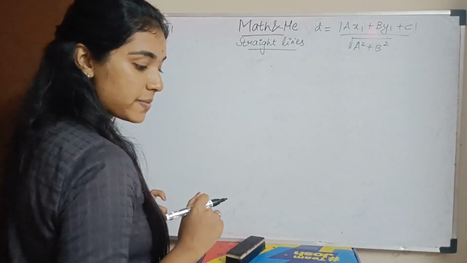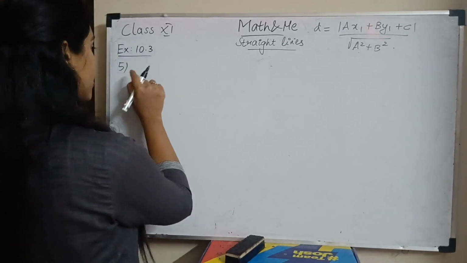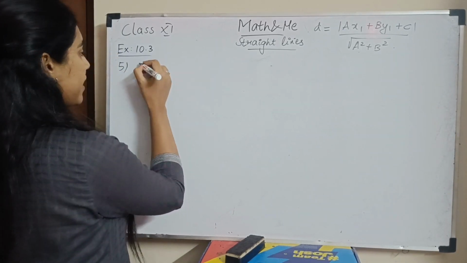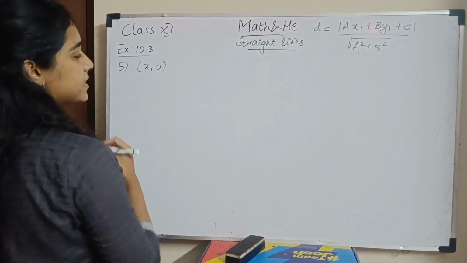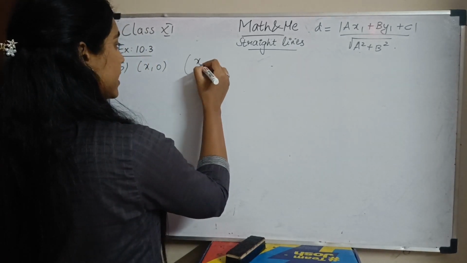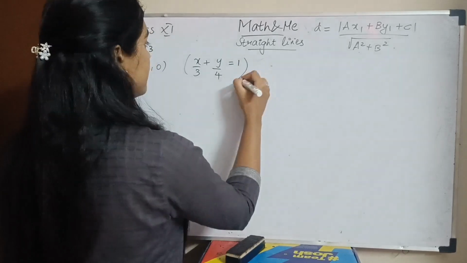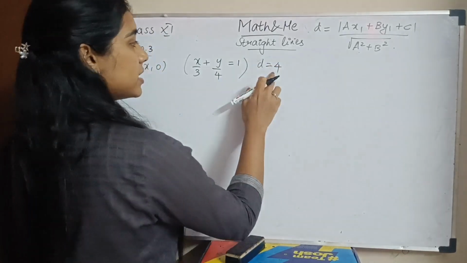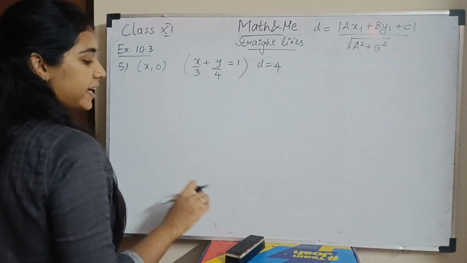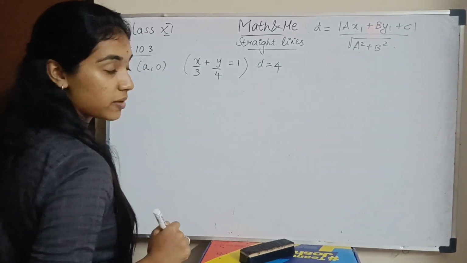Question number 5. It is very similar to question number 4. Find the points on the x-axis. See, on the x-axis, what do you have? You do not have values of y, you only have the x coordinate. So you have x comma 0, right? Distance from the line x by 3 plus y by 4 equals 1 is 4 units. They have given the distance, they have given the equation. So you need to find what x is. So let me just name it as a in order to avoid confusion with x and y.